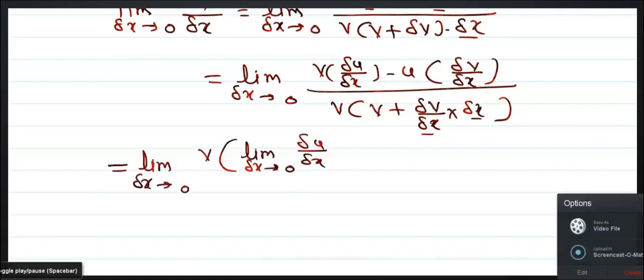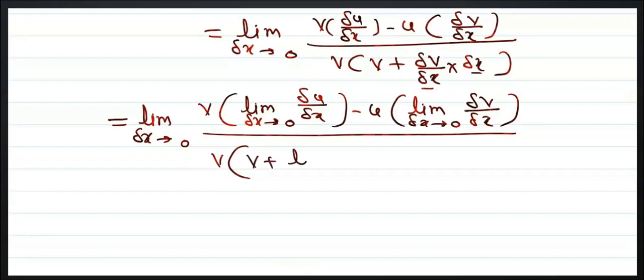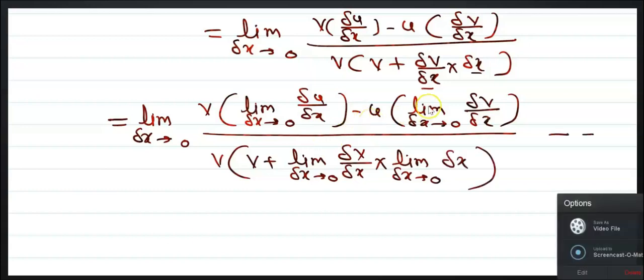Therefore, limit delta x tends to 0, v into limit delta x tends to 0, delta u by delta x minus, now see this here, minus u limit delta x tends to 0, delta v by delta x, upon v plus limit delta x tends to 0, delta v upon delta x into limit delta x tends to 0, delta x. And therefore, the limit of this becomes 0 and overall this total will become 0. Then what will remain? Only v into v, and v into v is v square.